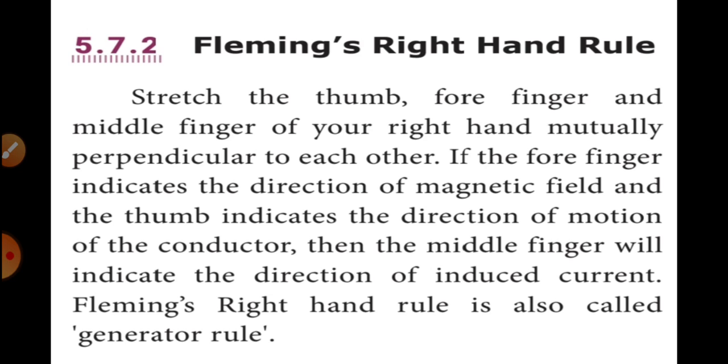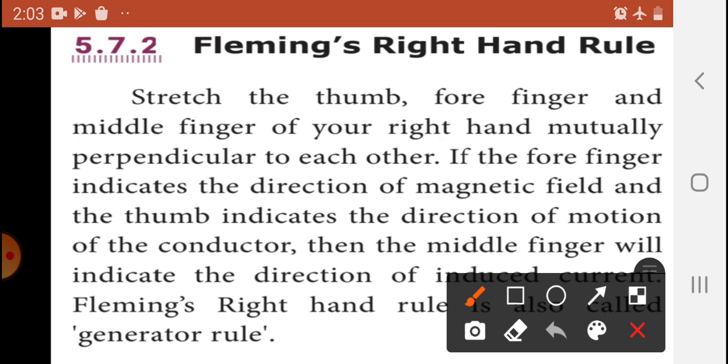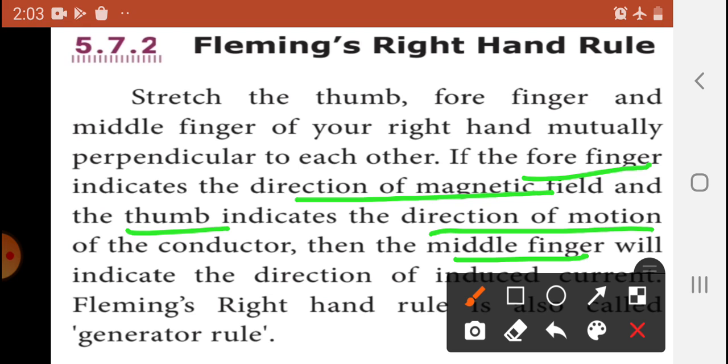Now the forefinger indicates the direction of magnetic field. So first one is the forefinger, direction of magnetic field, the thumb, direction of motion, and the middle finger is the direction of induced current. So this is called the generator rule or Fleming's right hand rule.